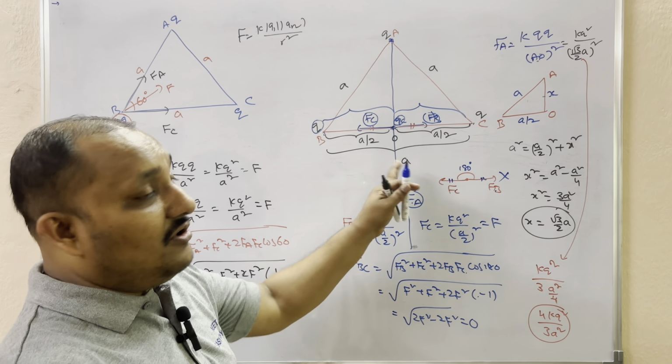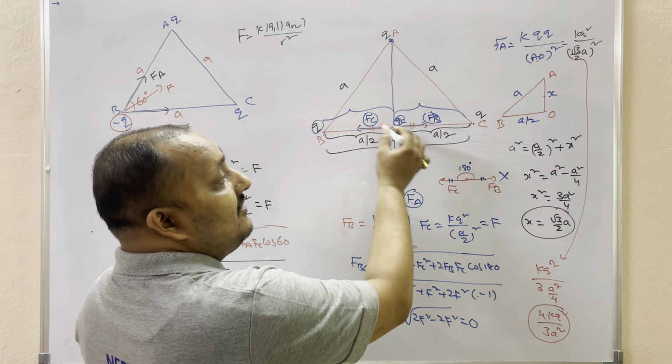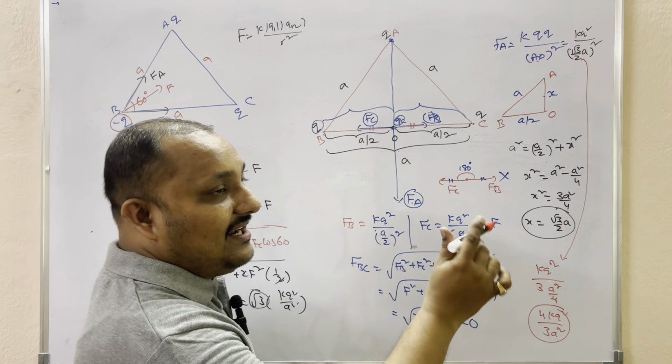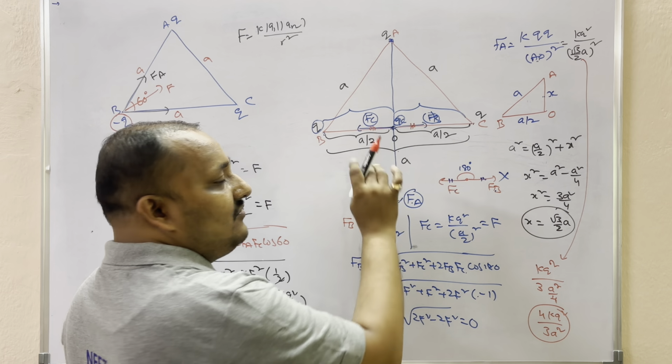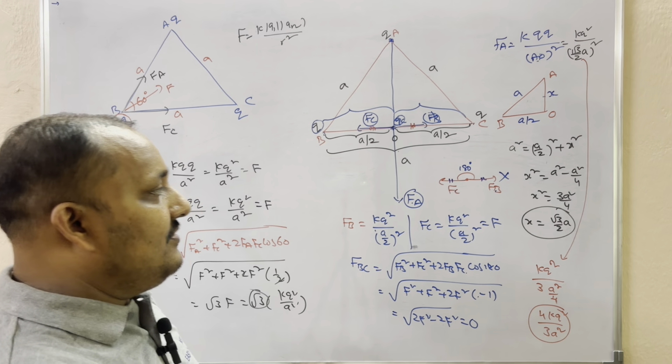Some people will do more complicated. First they will find resultant of these two. Next they will find resultant of that one and resultant of these two. That is not required. Here these two forces are equal and opposite. First you can cancel. Then remaining only one force is remaining.